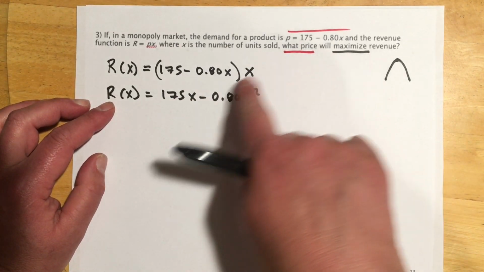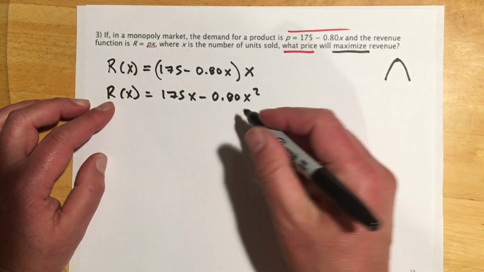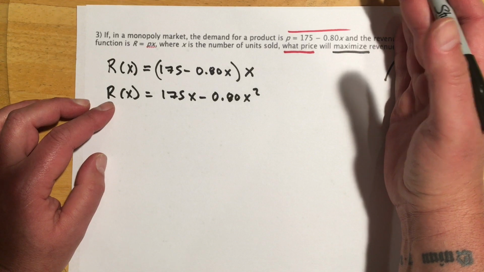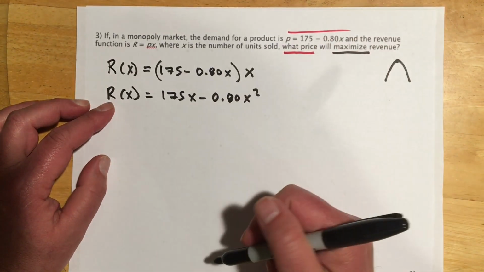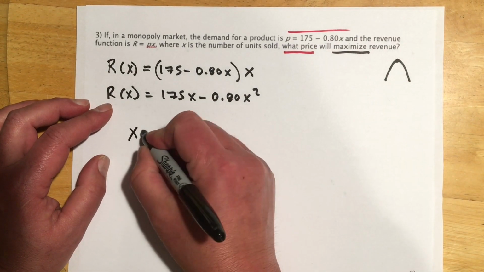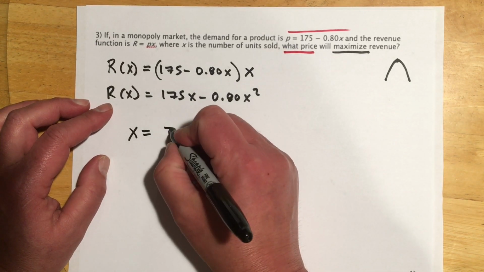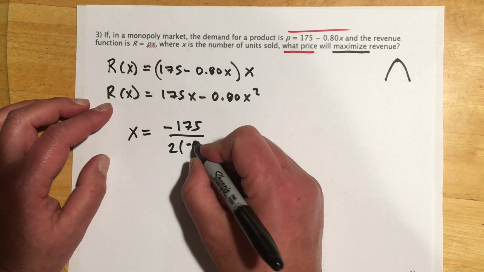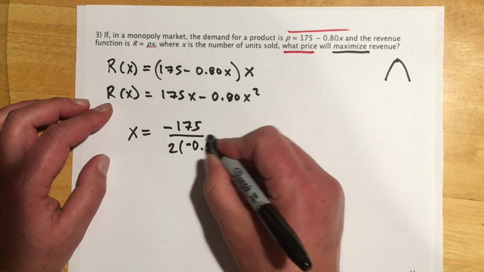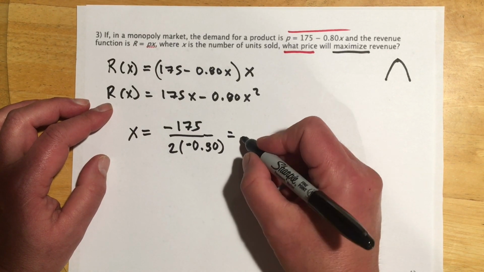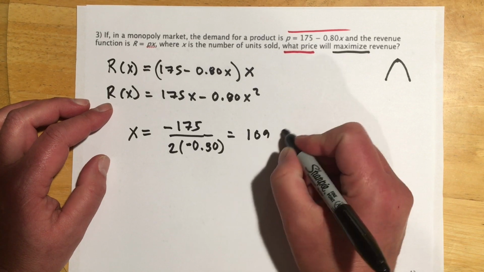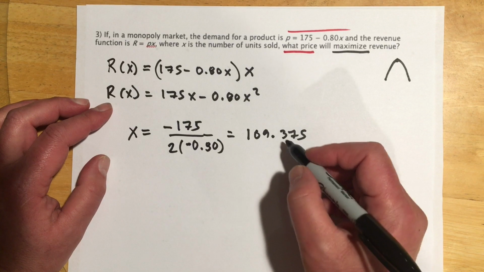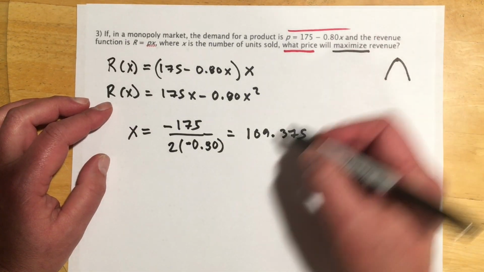And so we want to know what price will maximize revenue. So we'll figure out what the maximum number of units is for the revenue, and then we can put that back into price. So now we're doing x equals negative b over 2a. So negative 175 over 2 times negative 0.8. And that makes rather unfriendly 109.375.